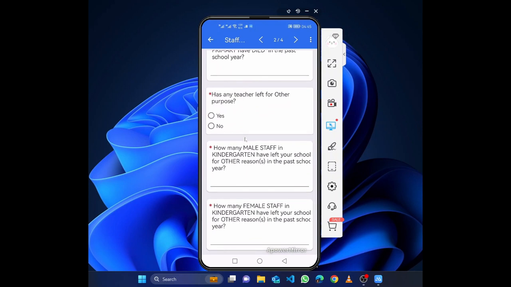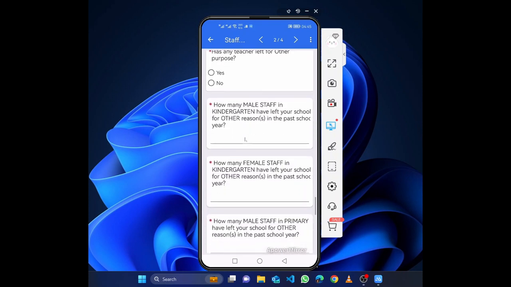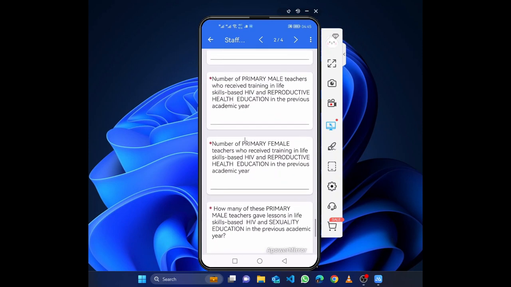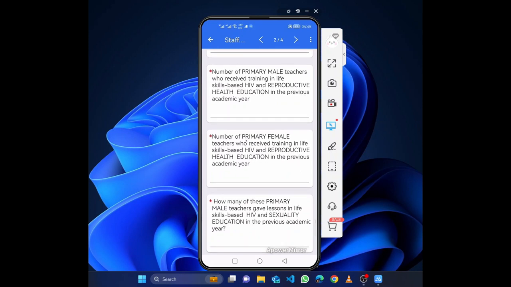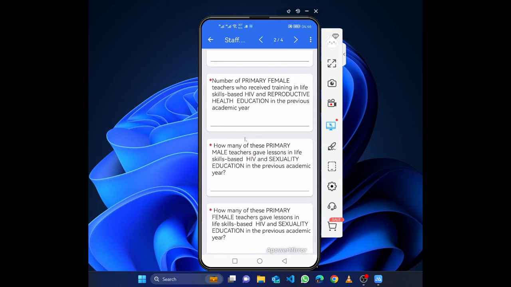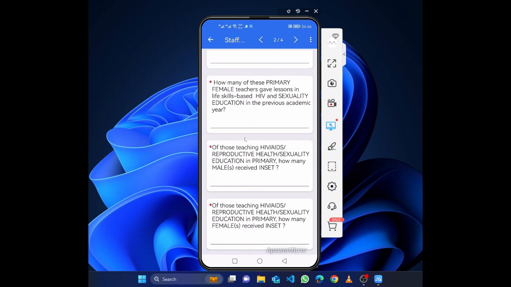And has any teacher left based on a different purpose, which is not death, which is not transfer, and which is not dismissal? Then you indicate that information as it is and you state the reason. Could be that they've given you a reason. Then your involvement as a school: male and female teachers who inculcate or add HIV and reproductive health education into their teaching. And do you treat HIV and reproductive health as a part of your learning?